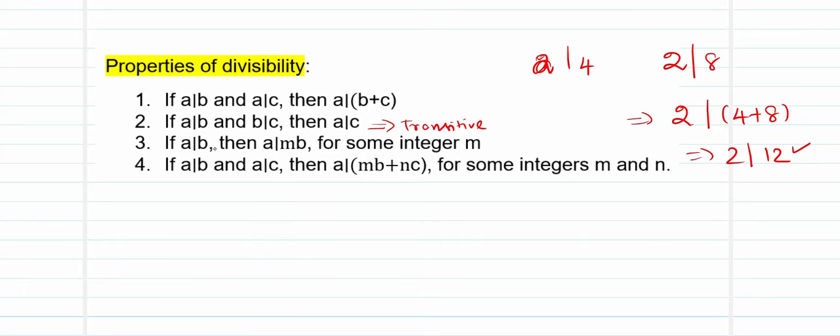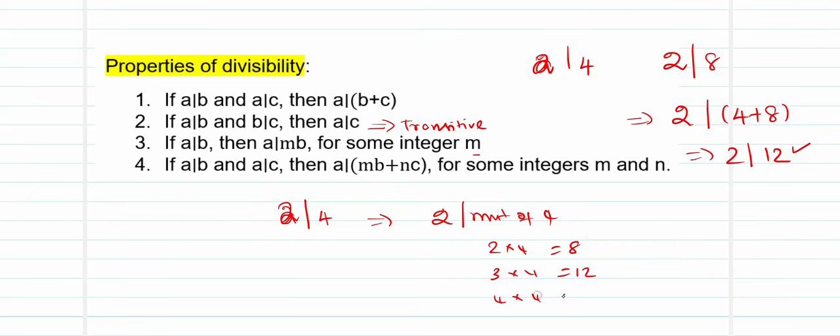Now, if A divides B, then A divides m times B for some integer m. That is, if 2 is going to divide 4, then you can say that 2 divides multiples of 4. So 2 into 4 is 8, 3 into 4 is 12, 4 into 4 is 16, and so on. So 2 divides 8, 2 divides 12, 2 divides 16, and so on. The multiples of 4 are all divisible by 2. So if A divides B, then A also divides multiples of B.